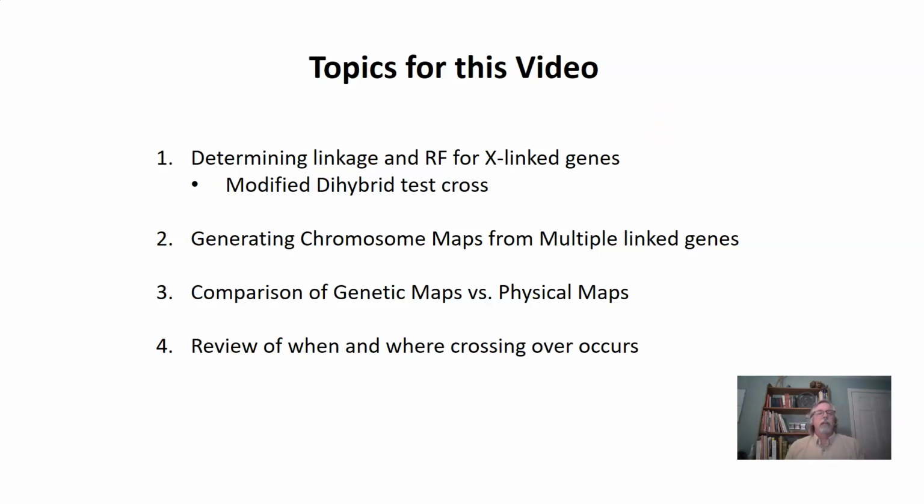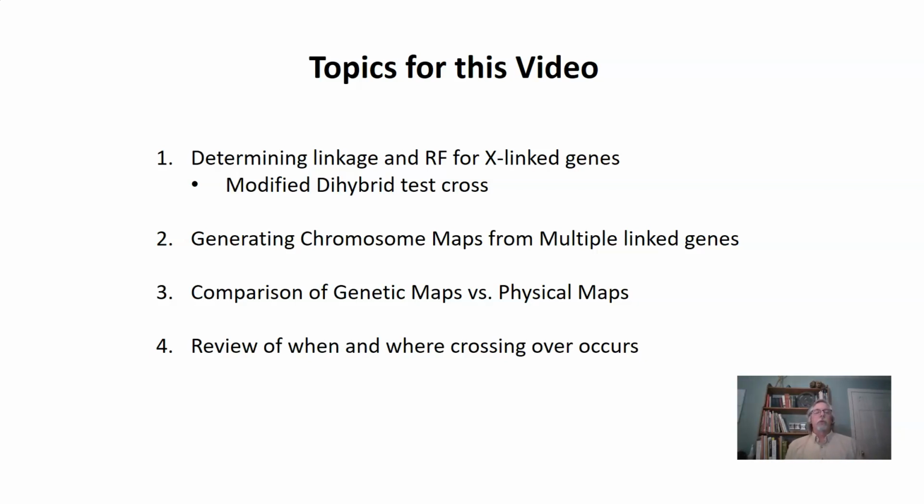Then the next topic is this. If you know that 2 genes are linked, well, what if you know that more than 2, 5, 6, or even more are linked? Typical chromosomes carry hundreds of genes. Can we determine the order of genes along a chromosome given genetic cross data, dihybrid test cross, for all pairs of genes that we know are linked? In fact, we can do that, and that's called a chromosome map. And so we'll go through how to determine gene order on a chromosome based on genetic cross results.